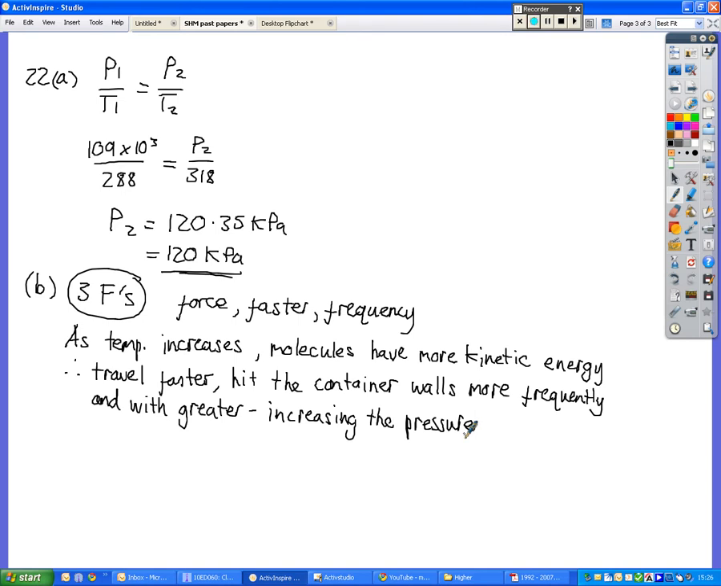So we're really looking at these 3 F's: force, faster, frequency, or faster, frequent, forceful, depending on which way you want to remember it. So that's how we tackle these types of questions. But don't worry too much about that. We will come back to that again later. Okay, next part of the question.